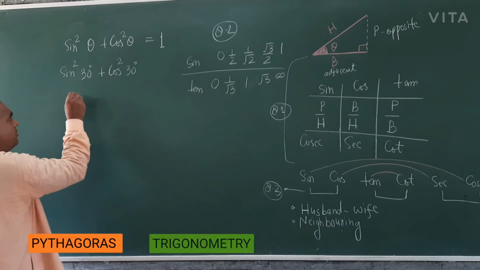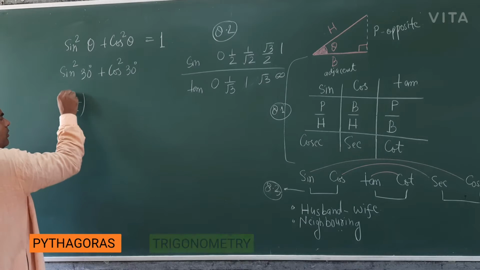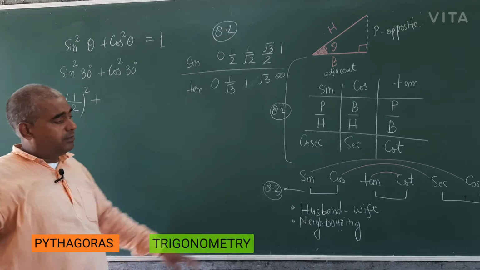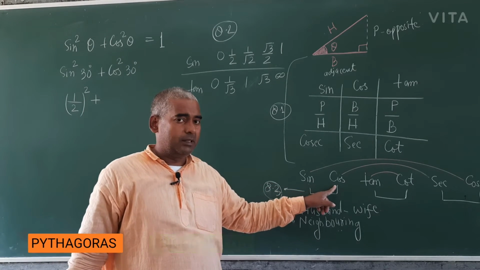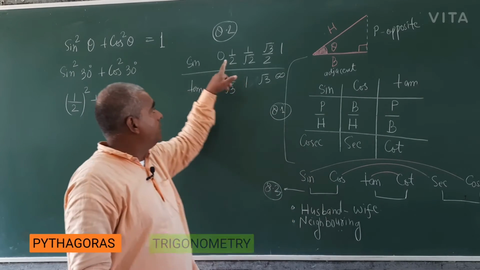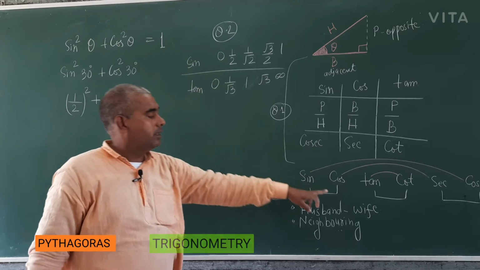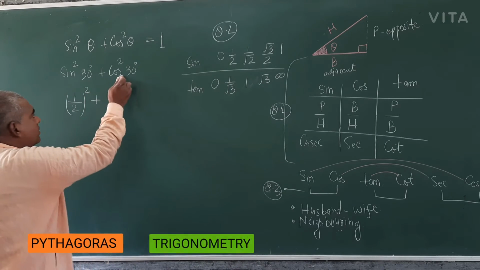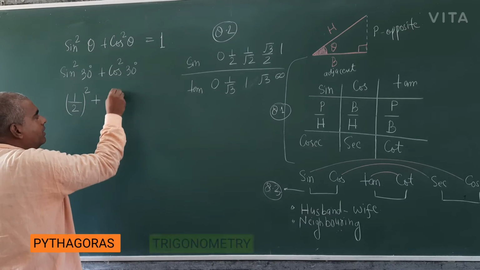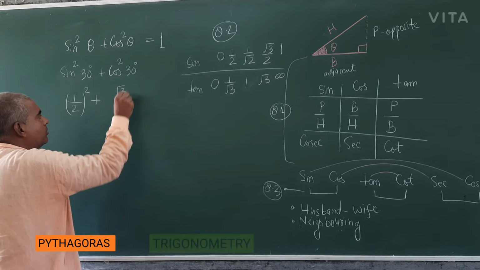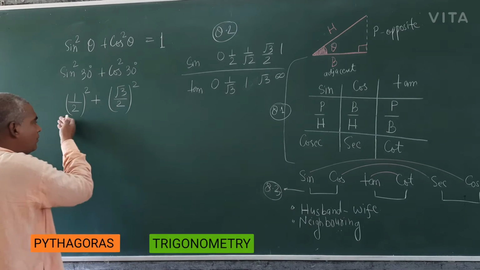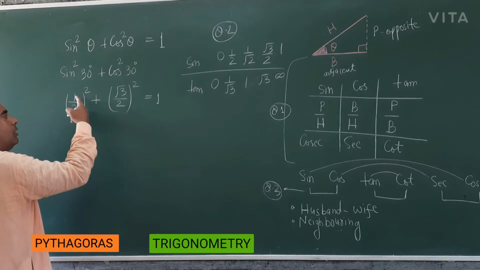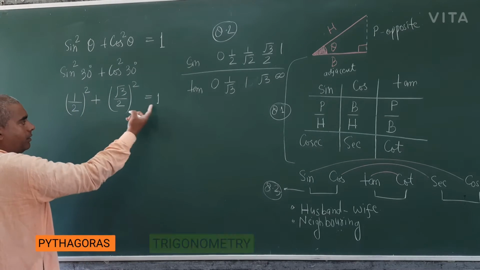Check. Sin square 30 is 1 upon 2 to the whole square plus cos square 30. In this video I have told you about complementary angles: there is no need to learn cos. Only learn this: cos 30 means sin 60. So sin 60 is root 3 by 2 to the whole square, and you will add, you will get 1. Root 3 square is 3 upon 4, plus 1 upon 4, and you will get 1.